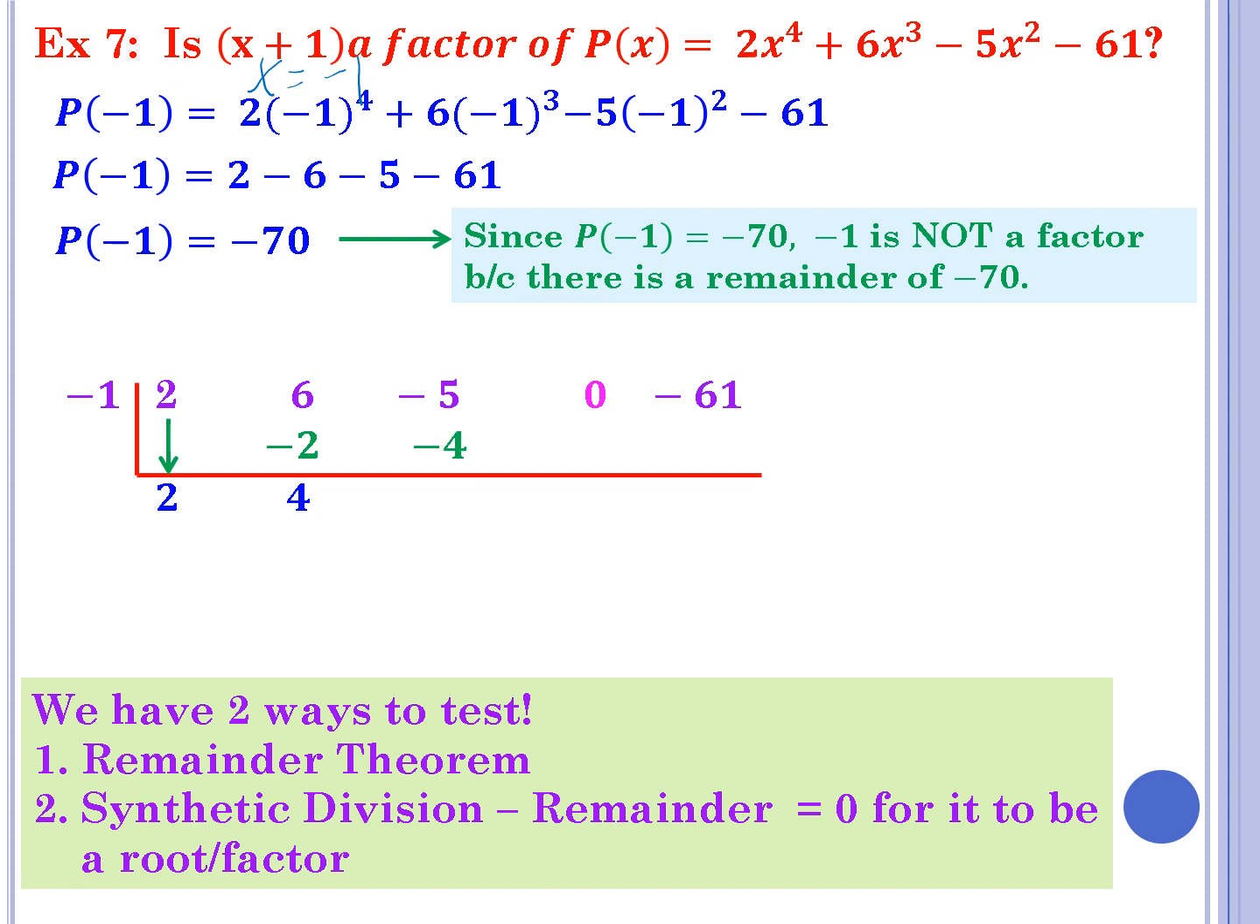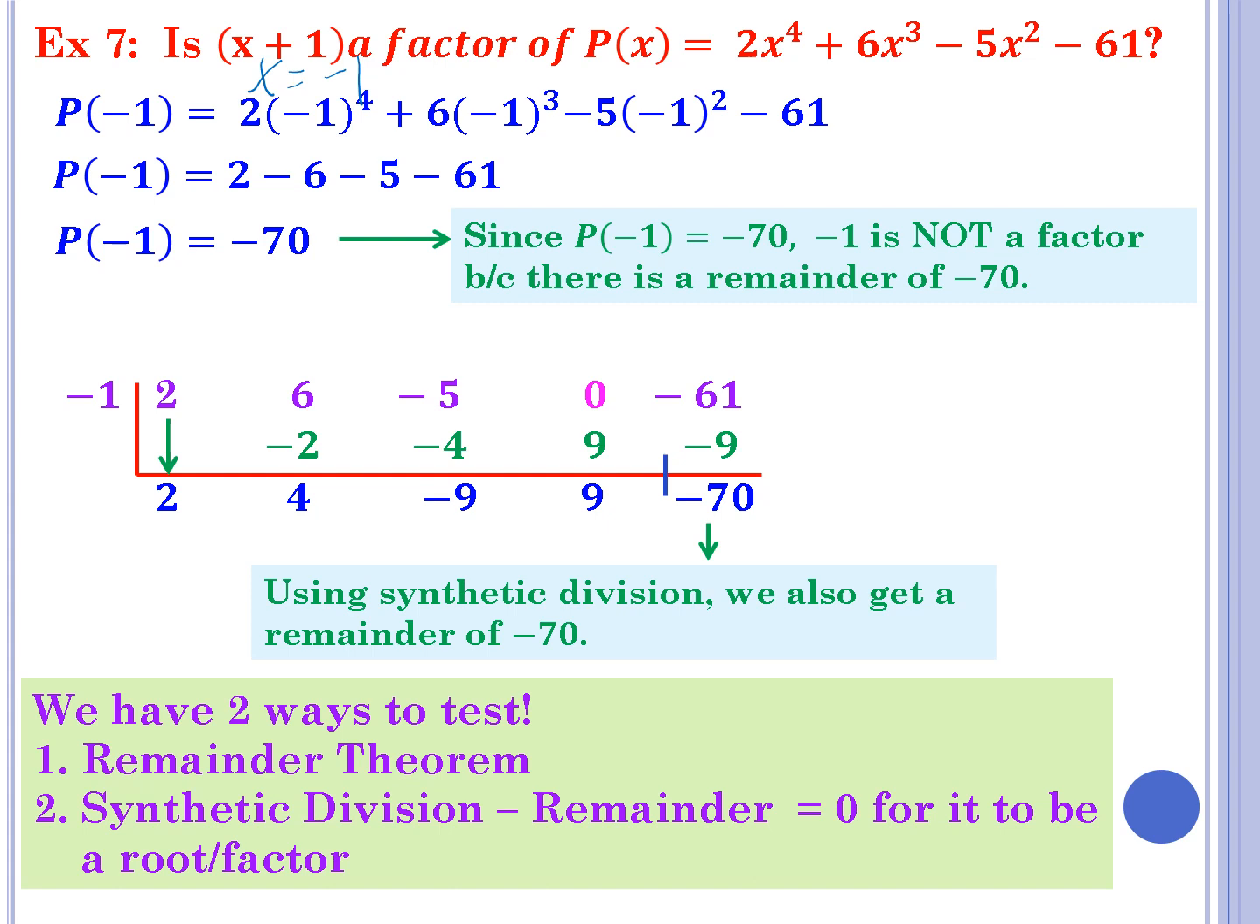-1 times 4 is -4, which is -9. -1 times -9 is positive 9, which is 9 when you add down the column. Put my remainder bar. -1 times 9 is -9, which we get -70. So even using synthetic division, we're still going to arrive that we have a remainder of -70.